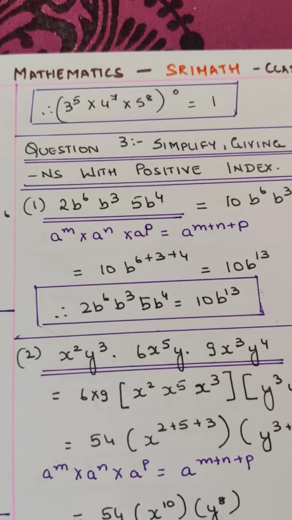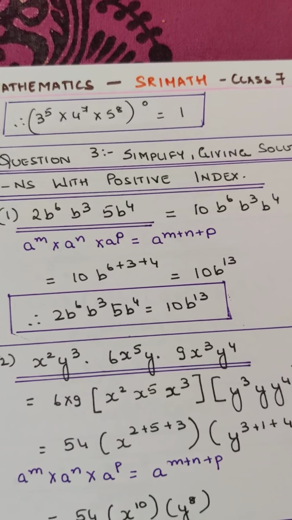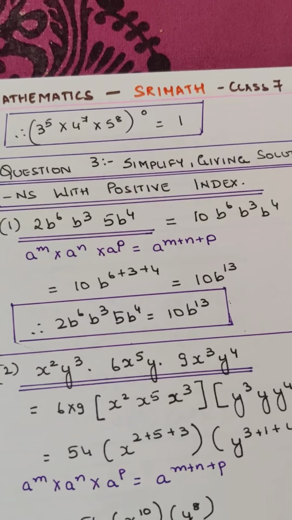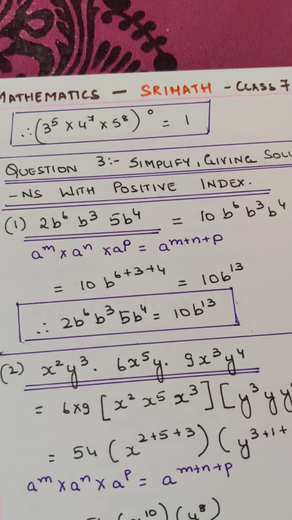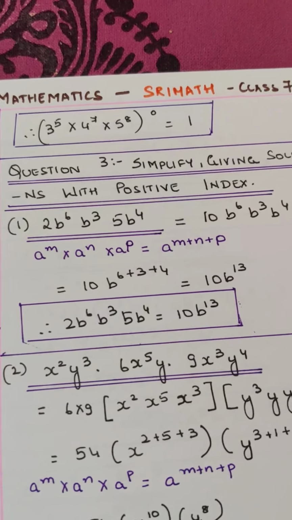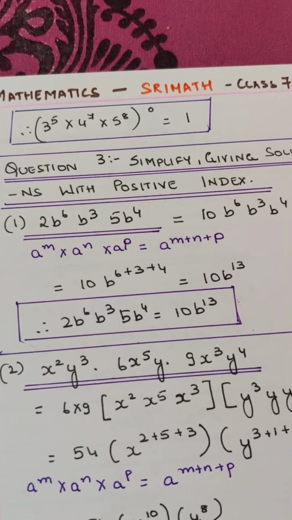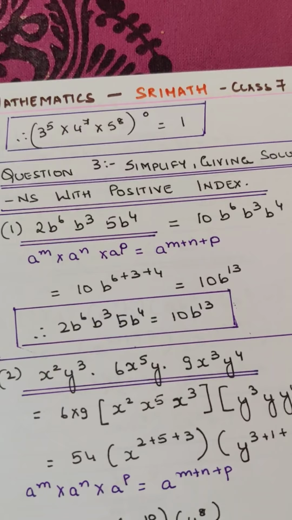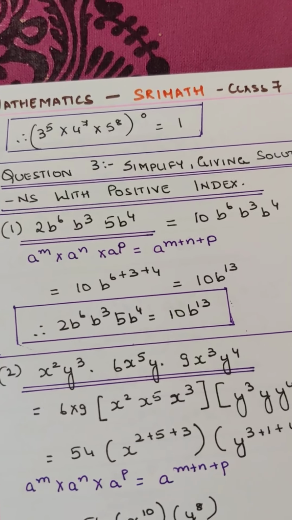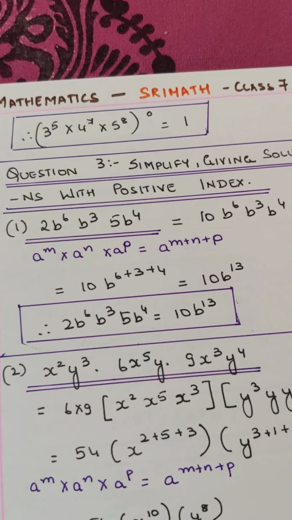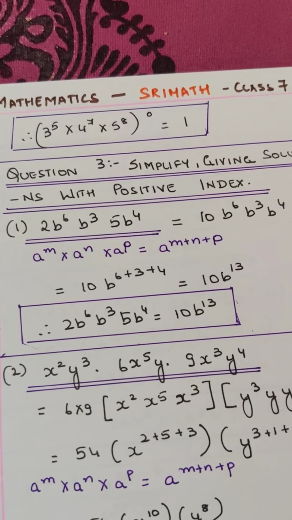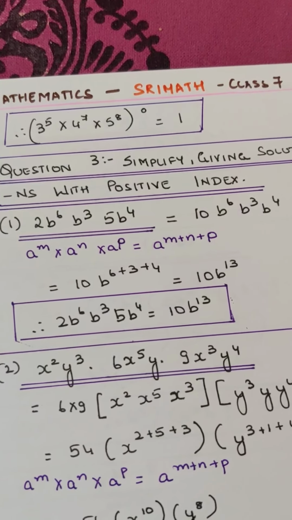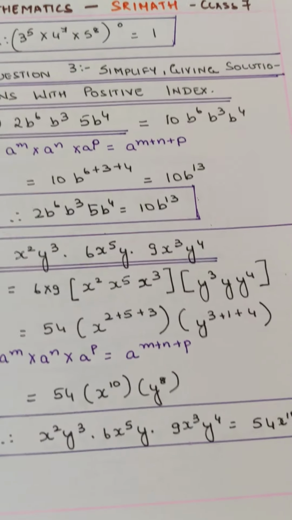Pretty simple. First multiply the numerals which are given, 2 into 5, that gives you 10. Then take b as the base because that's the common base in this question. Then go ahead and add all the powers, that is 6 plus 3 plus 4, and you get the answer as 10b to the power of 13. Isn't it simple? Yes. Therefore 2b to the power of 6, b to the power of 3, 5b to the power of 4 is equal to 10b to the power of 13.